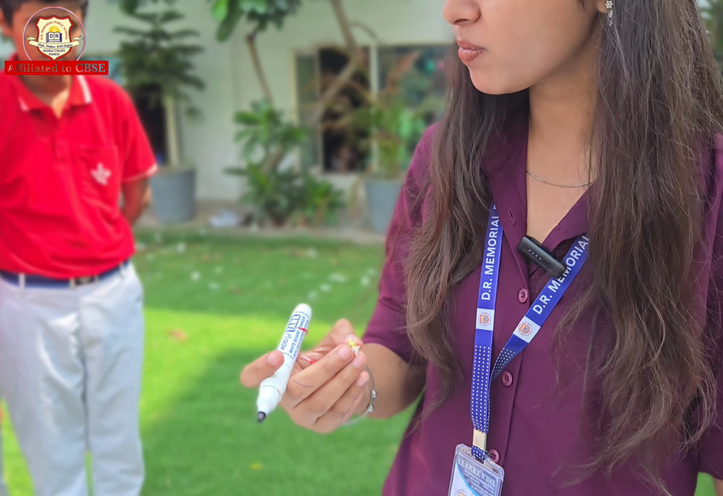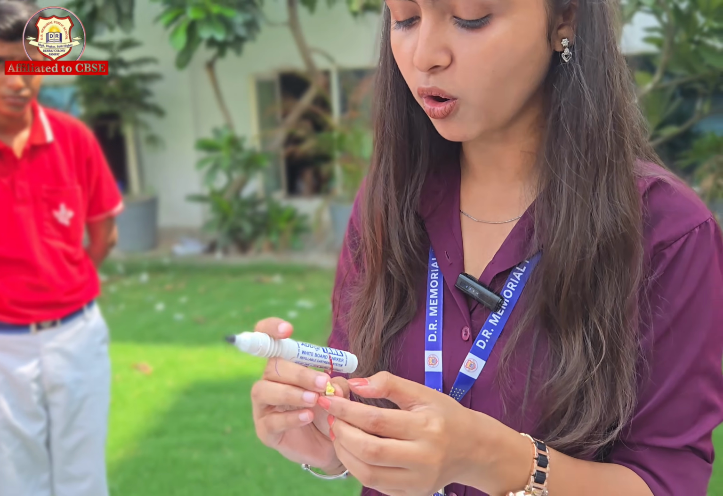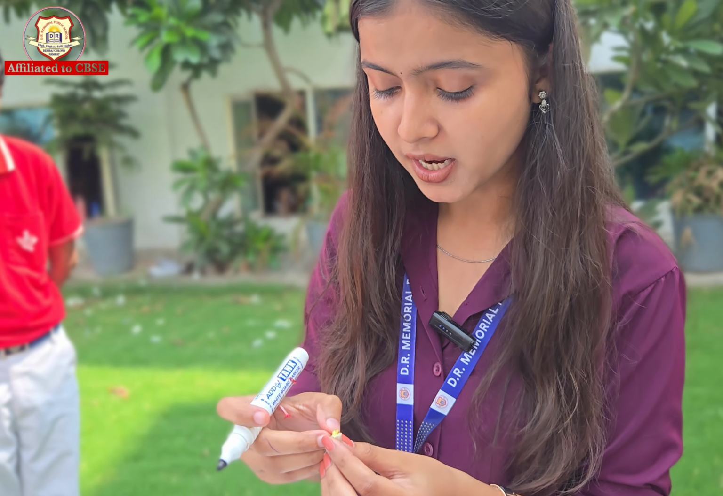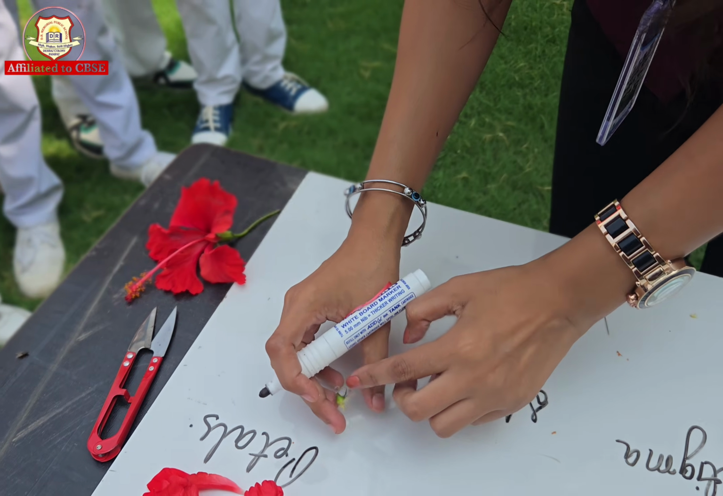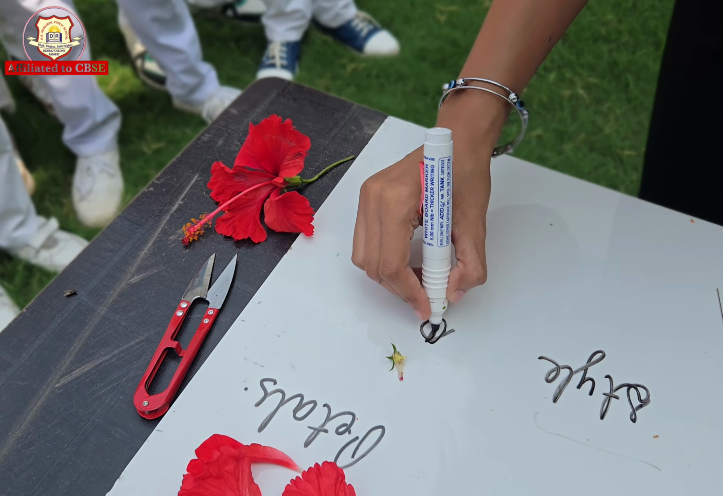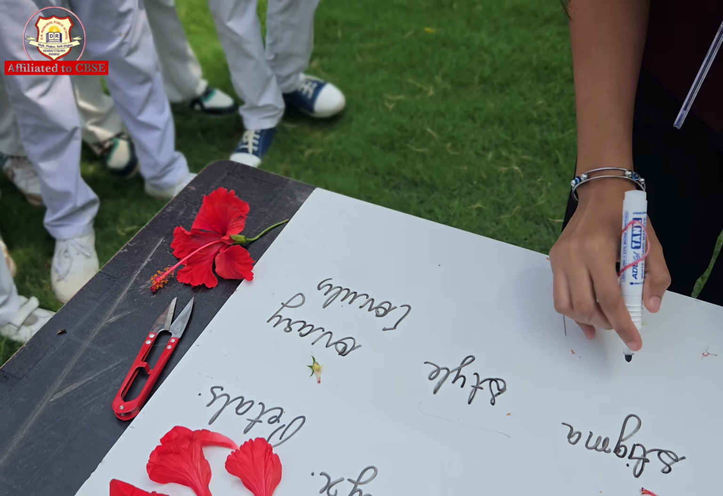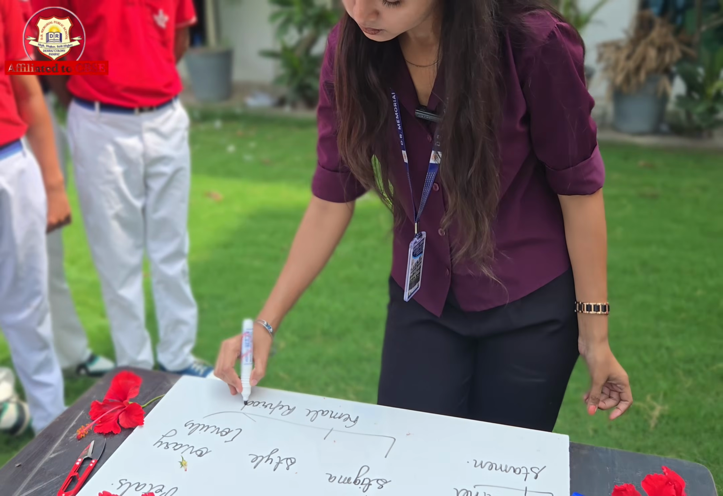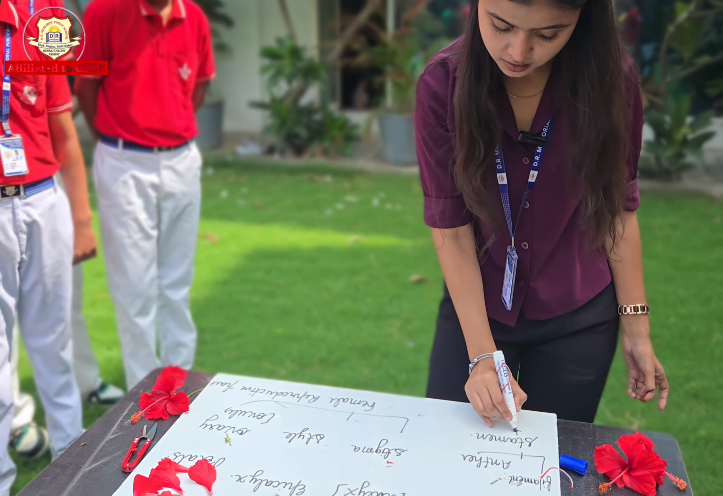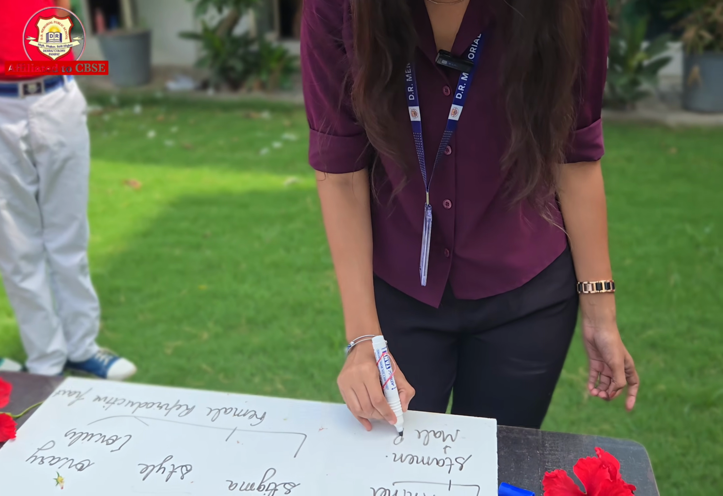Pollen grains come from style and enter into the ovary through the micropylar end and fuse with the egg. So it's the ovary, and in the ovary ovules are present. So all these are female reproductive part, and this is the male reproductive part.